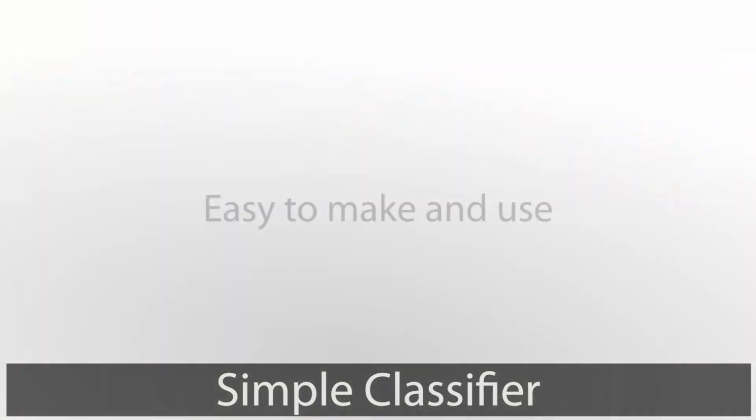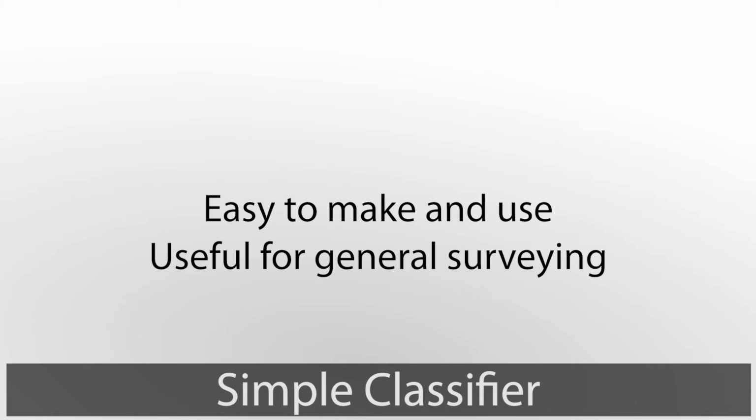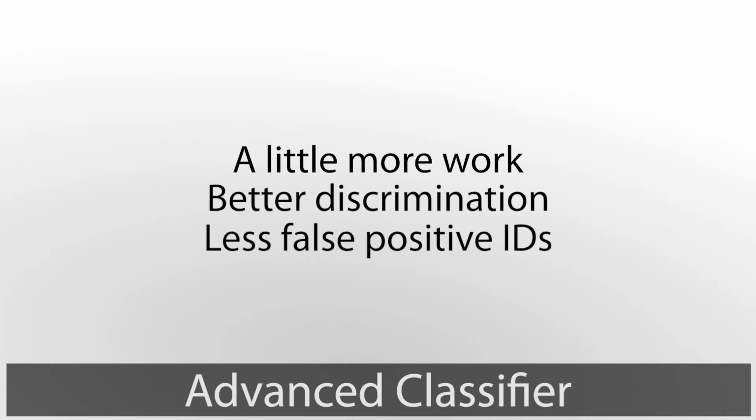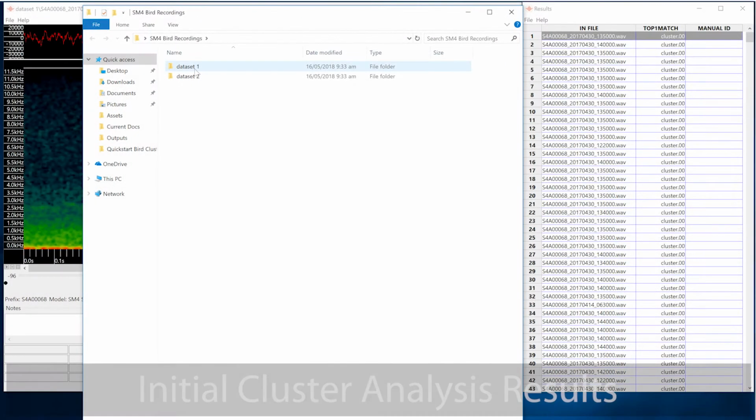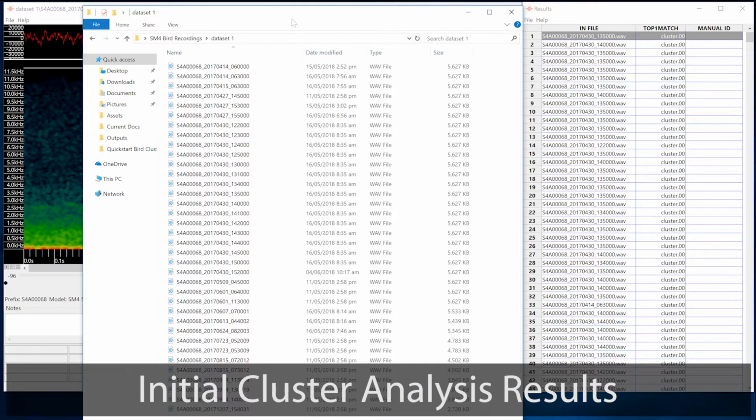A simple classifier is easy to make and useful for general surveying of present species. The third video in this series will explain how to make an advanced classifier. An advanced classifier is a little more work to create, but the results are more accurate identification of species with less false positive IDs. We'll start off by looking at the results of the initial cluster analysis batch process.